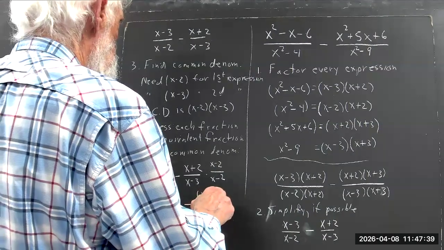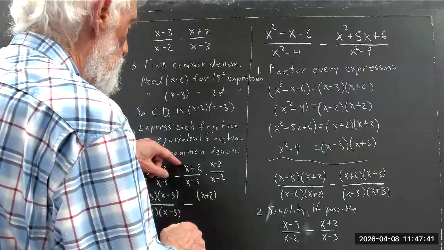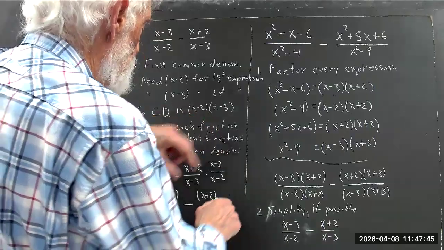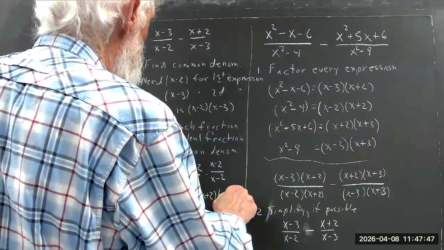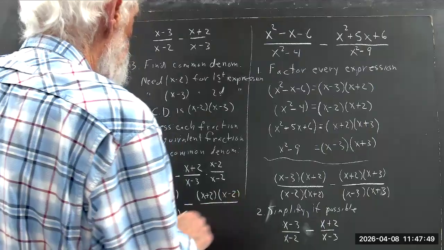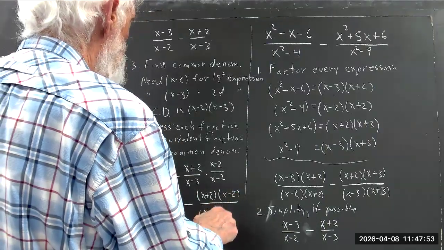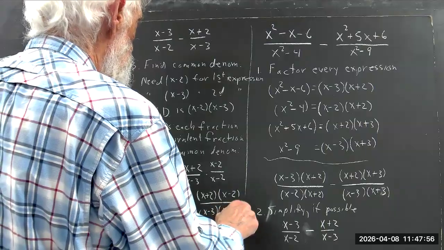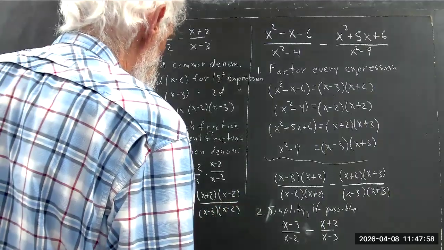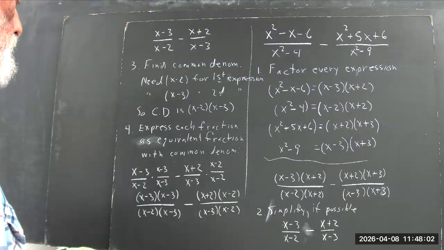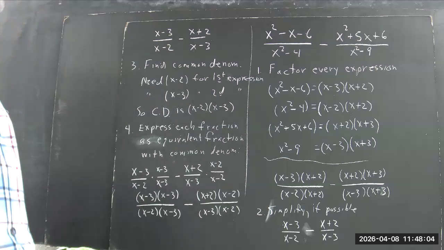And we have x + 2 in the numerator of the first fraction. Okay, well, it's (x + 2)(x - 2). And we multiply the numerators. We multiply the denominators, x - 3 times x - 2. Okay.